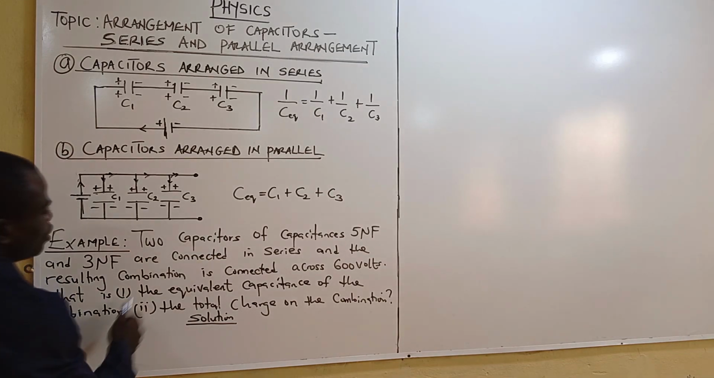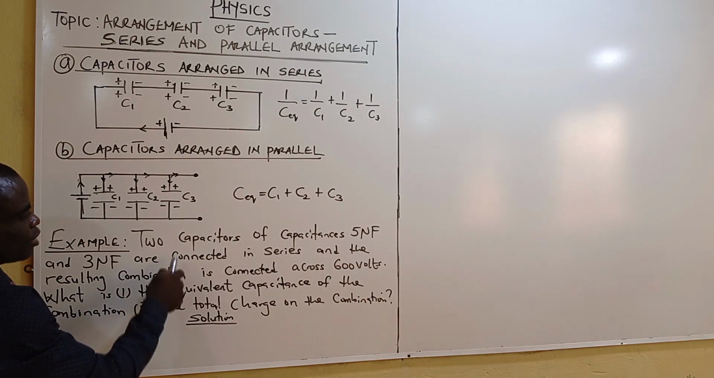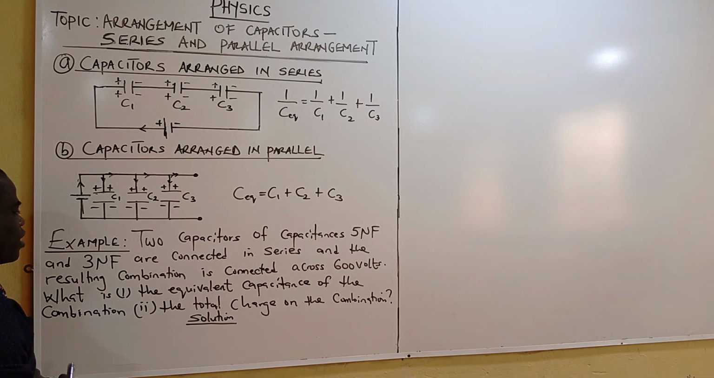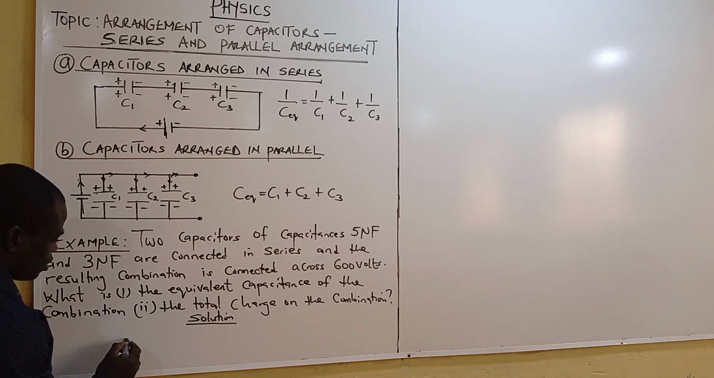Okay, now let's solve this problem. Two capacitors of capacitance 5 microfarad and 3 microfarad are connected in series, and the resulting combination is connected across 600 volts. What is the equivalent capacitance of the combination? Now let's draw it.